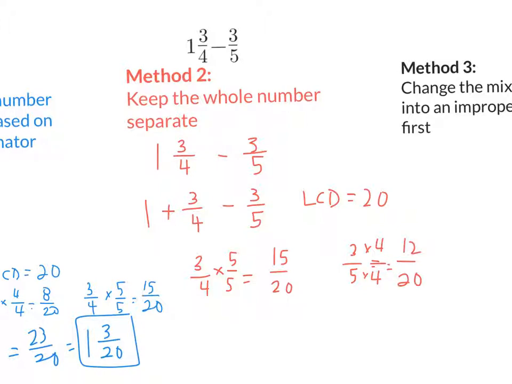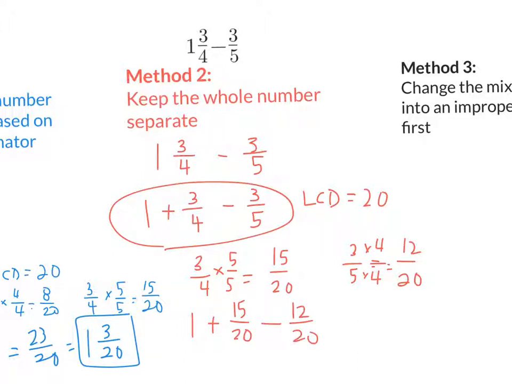So now, let's rewrite this entire problem with our equivalent fractions. We have 1 plus 15/20ths minus 12/20ths. What's 15/20ths minus 12/20ths? 3/20. So do you guys agree this is 1 plus 3/20ths, otherwise known as 1 3/20ths? So you can see we got the same answer as we did using method 1.